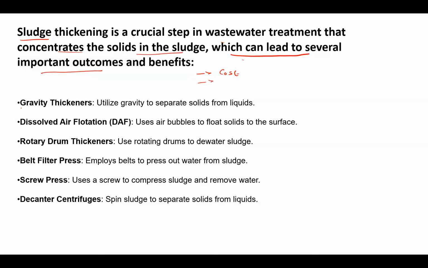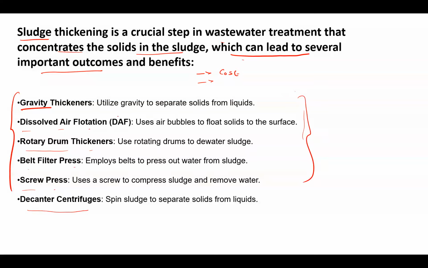So what are the things that we use for the thickening of the sludge? These are the different thickeners: gravity thickener, dissolved air flotation, rotary drum thickener, belt filter thickener, screw press, decanter centrifuges. Has anyone heard of these things? Yes. So it is simple.